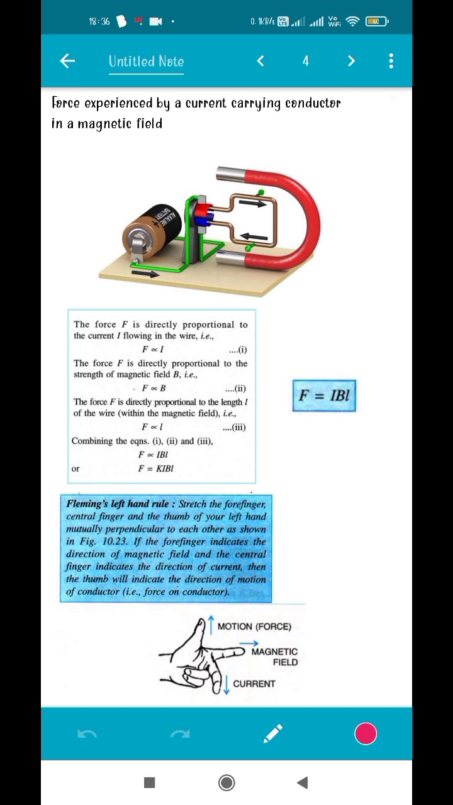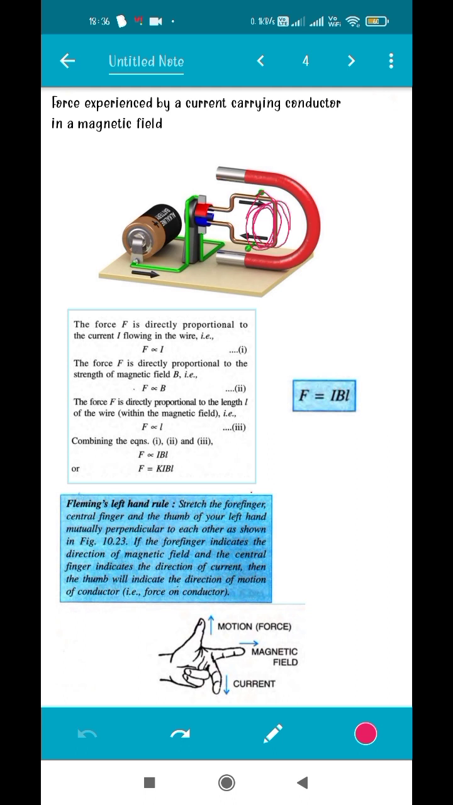Force experienced by a current carrying conductor in a magnetic field. We know whenever we have a bar magnet or a horseshoe magnet, there will always be a magnetic field produced by it. The magnetic field lines for a bar magnet will always run from the north pole to the south pole. As you can see in the figure above, there is a conductor which is carrying current. When it is placed in a magnetic field, what happens? It will experience a force, and because of this force, it will start rotating.